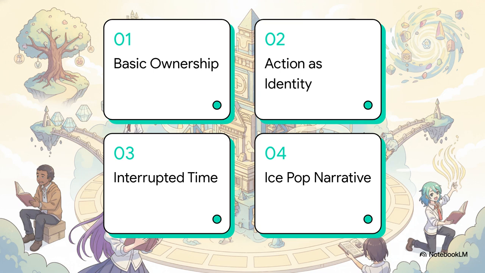Okay, let's dive right into this roadmap. We'll start with establishing basic ownership, then move into using action as identity, master the concept of interrupted time, and finally, we'll wrap it all up with the ice pop narrative.